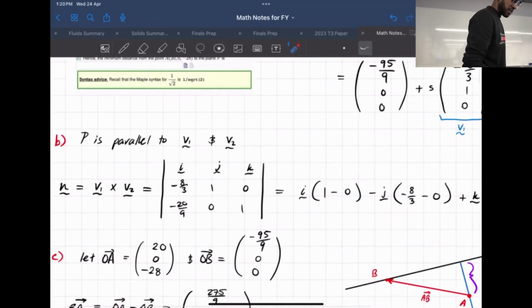So this is the method that I use using the determinant. There's a formula that you can memorize, but I don't recommend it. And you can also do it on Maple. Doing it on Maple takes like 2 seconds.